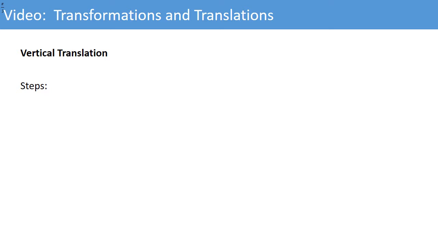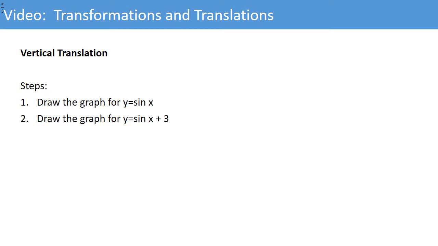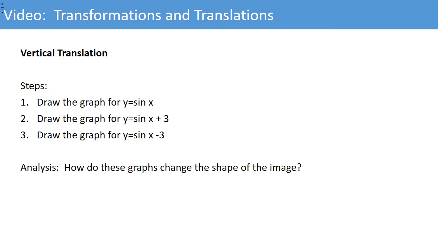Now, we'll talk first about the vertical translation. And here are the steps you're going to follow. Draw the graph for y equals sine x. Draw the graph for y equals sine x plus 3. Draw the graph for y equals sine x minus 3. We're going to compare the results. How do these graphs change the shape of the image?